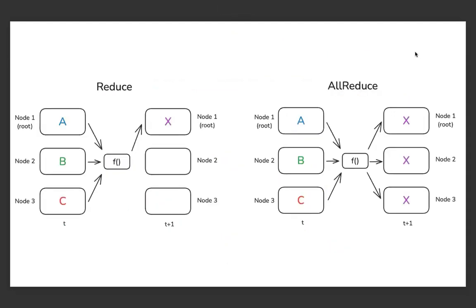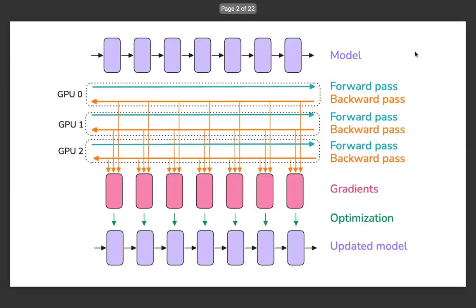And one thing that I'd like to highlight is that, let's go back for a moment. Once we did a backward pass on each one of the GPUs, each one of the GPUs has its own set of gradients. And now we need to distribute these gradients between each GPU.